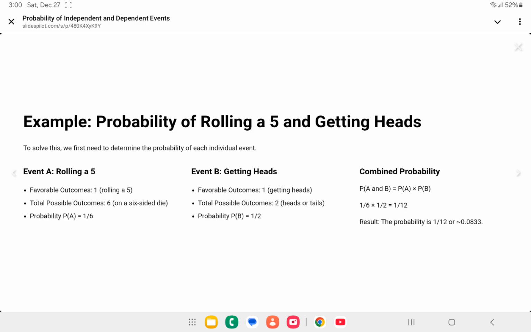For the second event, we know that the probability of getting heads is equal to 1 over 2 or 50%. And we know this because there is only one desired outcome, which is getting heads, and there are a total of 2 possible outcomes since the coin can land on either heads or tails. Now that we have the probabilities for each event, we can use the formula. All we have to do is multiply them together. 1 over 6 times 1 over 2 gives us an answer of 1 over 12. As a result, the probability of rolling a 5 and getting heads is equal to 1 over 12 or 0.0833.